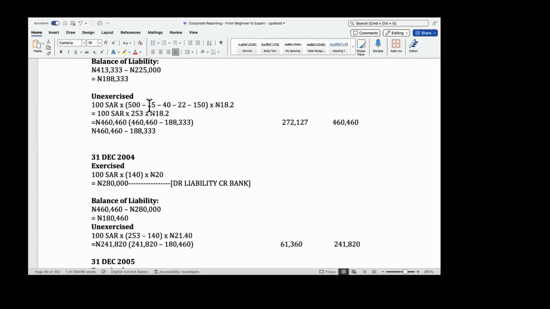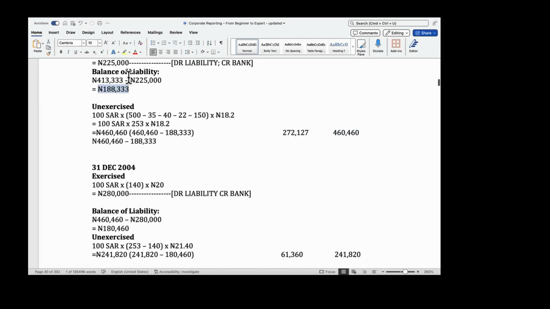So when I multiply these three together, I get 460,460. Then that becomes how much I'm owing those that have not exercised. This 460,460 will come in as my liability. The figure that goes to my P&L is the increase in the liability. Knowing fully well that the balance of my liability from this workings here is 188,333, so it has increased to 460,460. That increase will go to P&L, and that gives me 272,127.